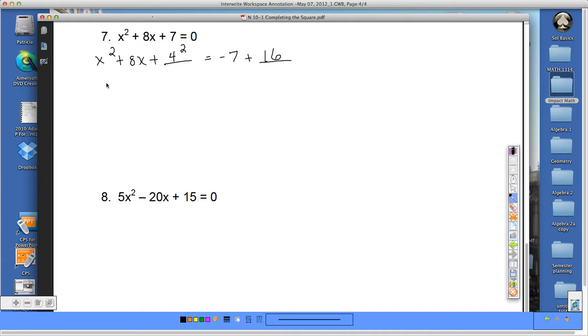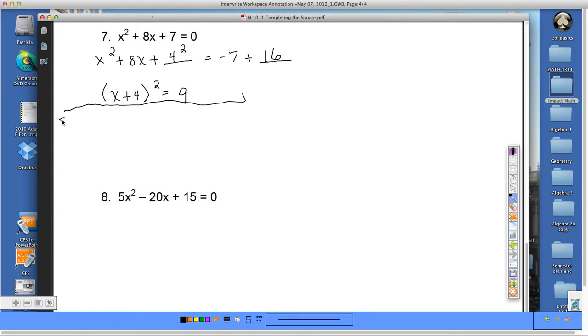So now we're going to mark this as a perfect square. That's x plus 4 squared equals 16 minus 7 is 9. Now you're done. If the instructions are to complete the square, then you're finished with this. And that's what it's going to take when we do get things into standard form.